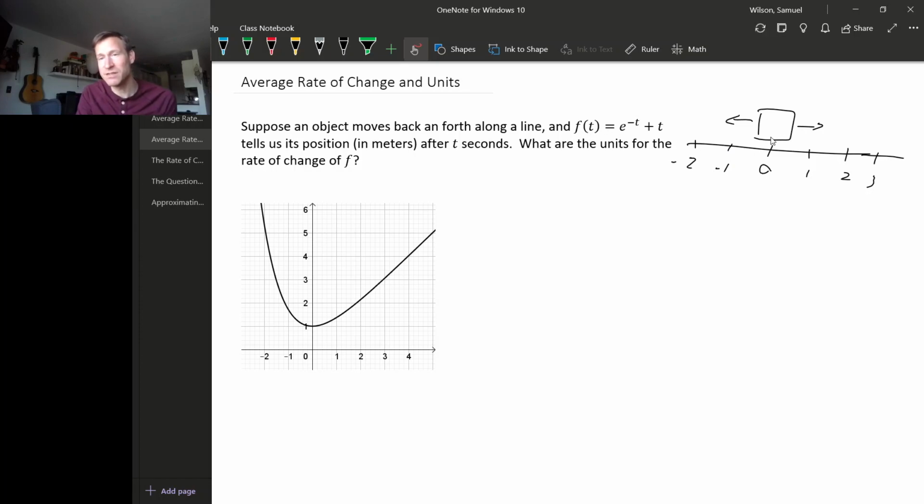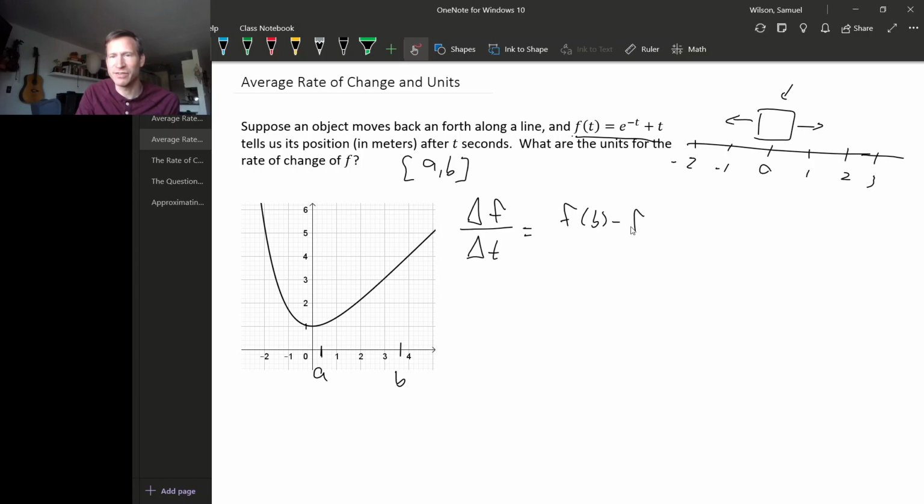Then a function might tell us the position of this object as a function of time. So let's suppose that this function, f of t, tells us the position of this object in meters after t seconds. So let's interpret the average rate of change and what the units for it would be. So if we're going from, say, A to B, so maybe A is over here somewhere and B is over here, the average rate of change, that's going to be the change in the function divided by the change in the input variable, which is t. So this is f of b minus f of a over b minus a.